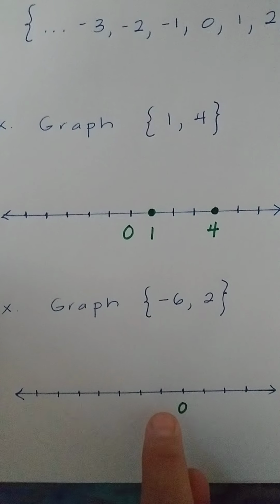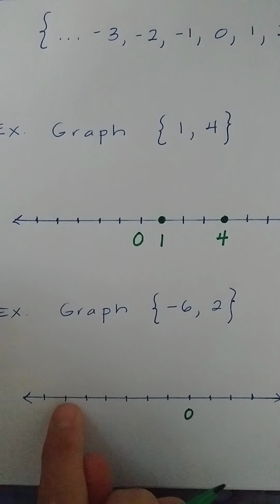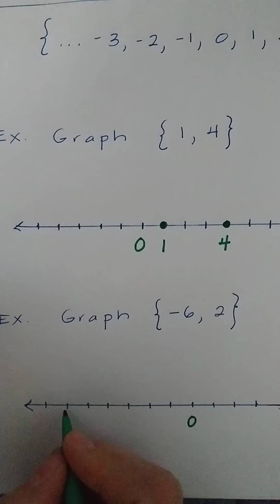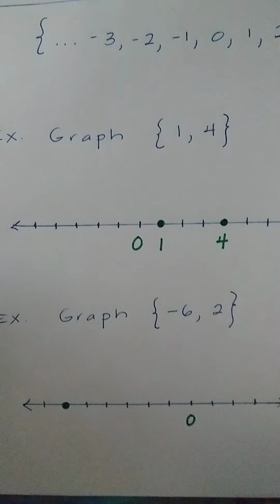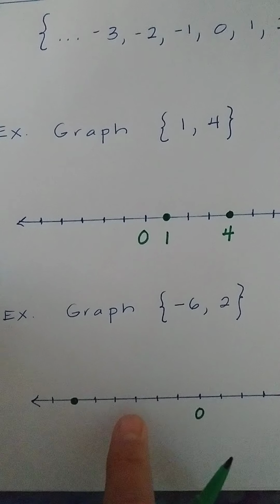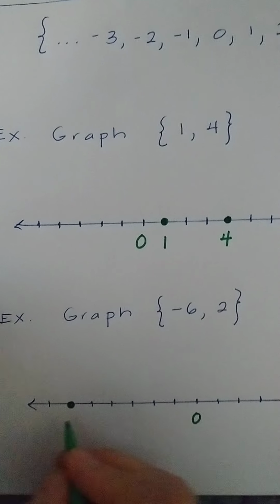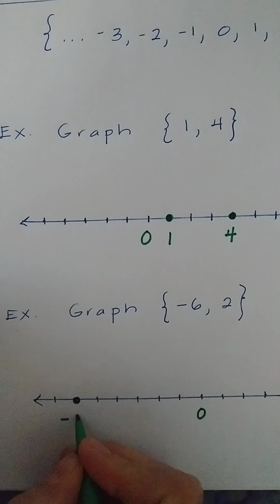-6, I'm counting backwards 6. 1, 2, 3, 4, 5, 6 lands here. Because I glanced away, I'm going to double check that for myself. 1, 2, 3, 4, 5, 6. Label this.